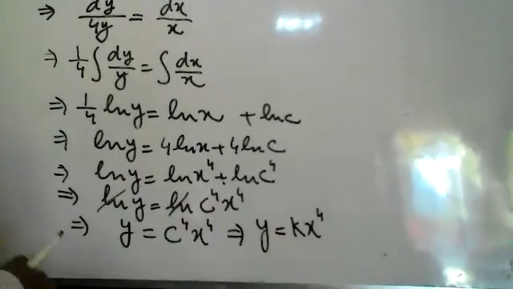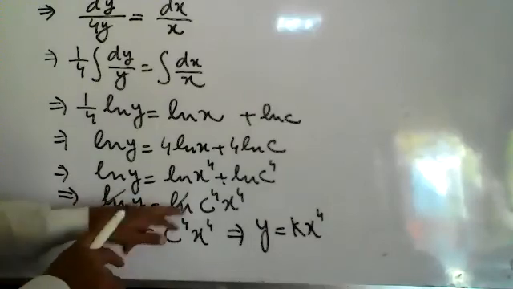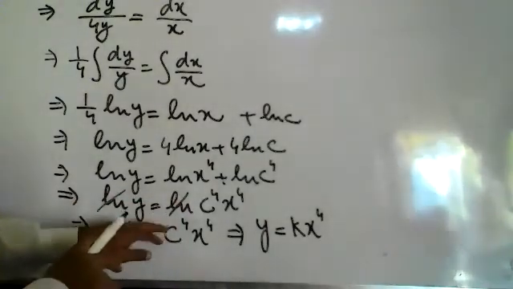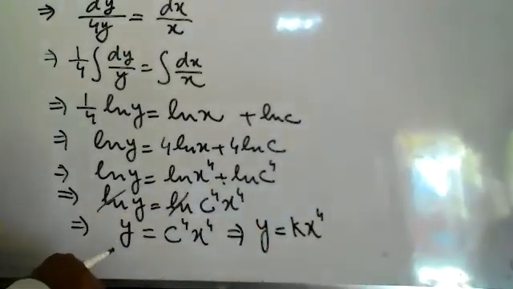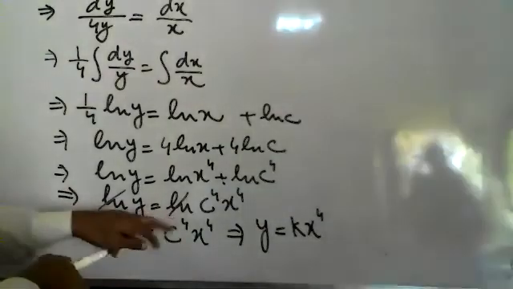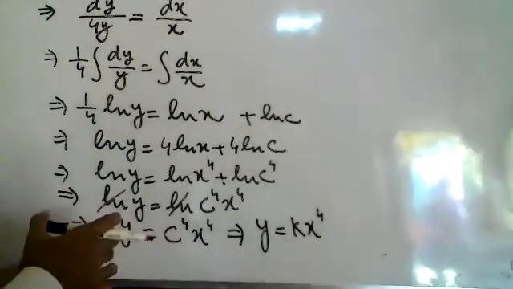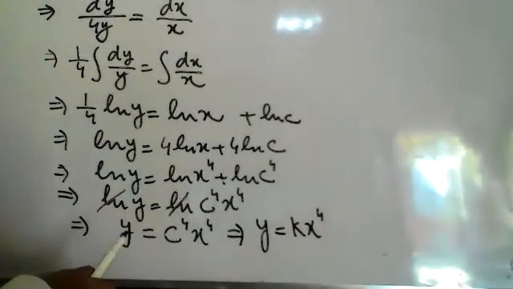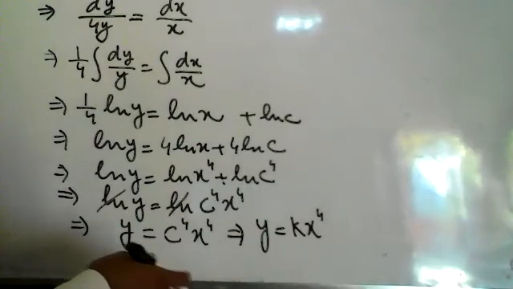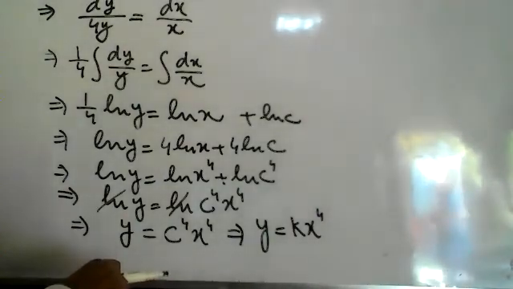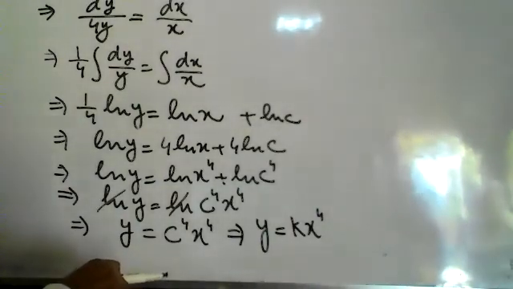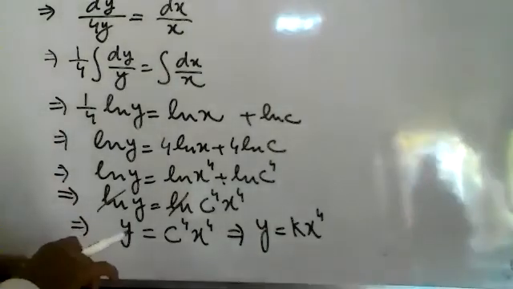Y is equal to k x raised to power 4. Or capital C; if it is small c, you make it capital C, and if it is capital C, you make it small c. Because the power of a constant, whether power 4 or power 5, will be another constant. Just like 2 is a constant, 2 raised to power 3 will be 8, another constant. So this is the way to solve these equations.